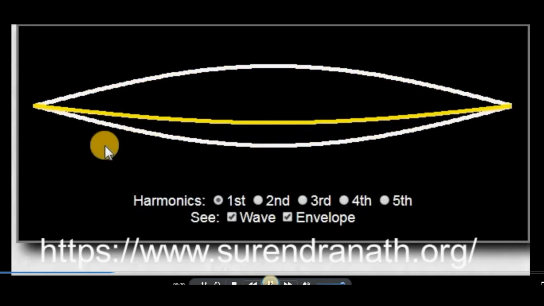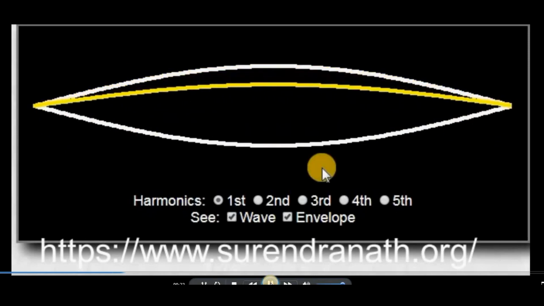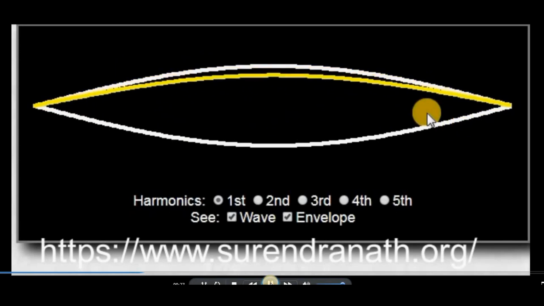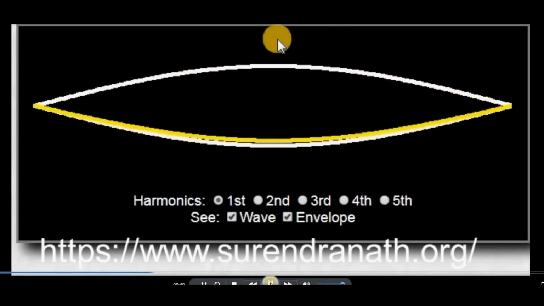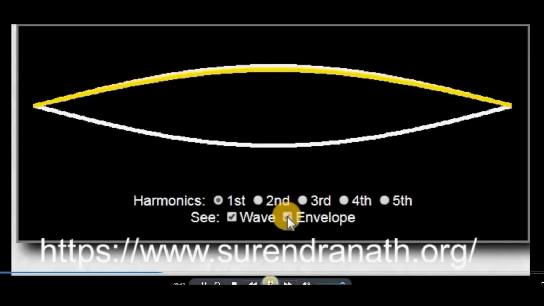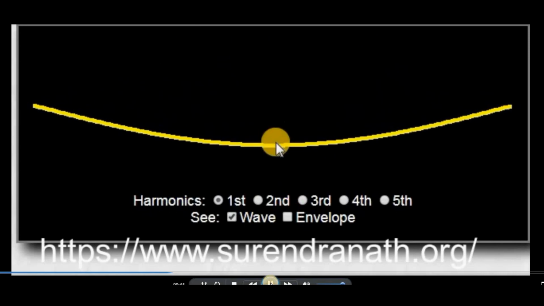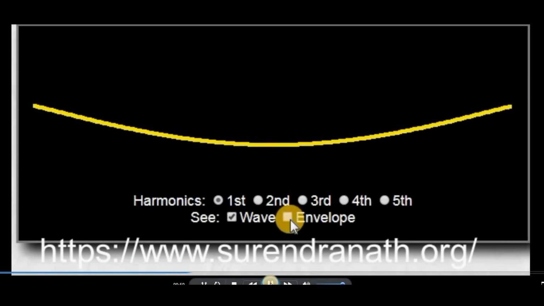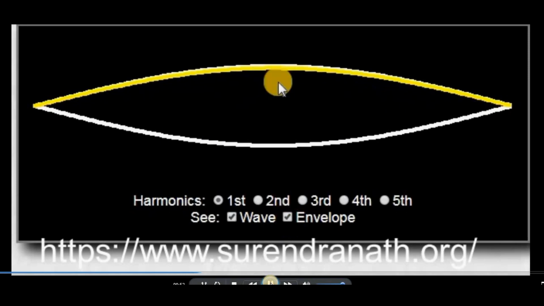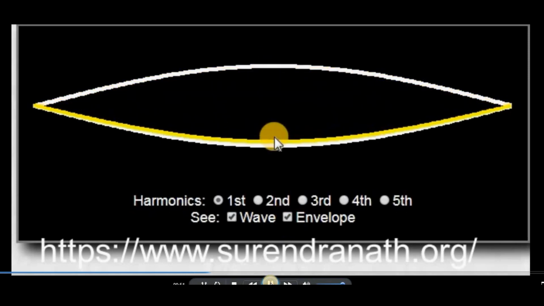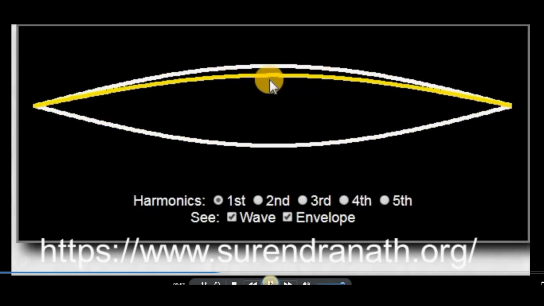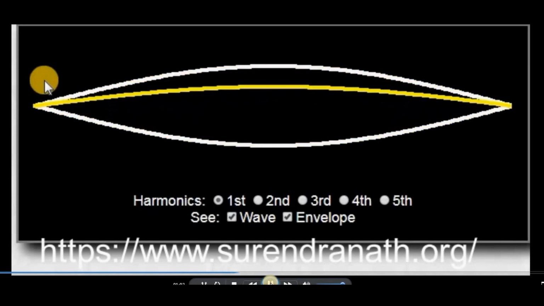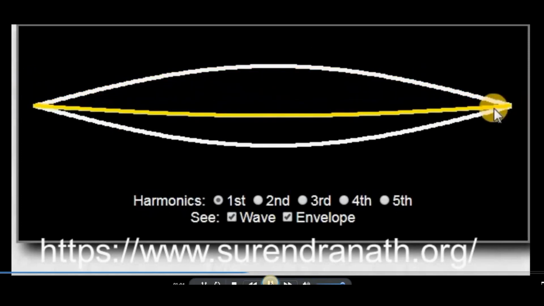You can see that the entire length of the string is divided into half of a wavelength. So this is the case of the first harmonic. This white one represents the envelope. If I remove this envelope, you can see the actual vibration of the string when n is equal to 1. The envelope represents the boundary, showing to what extent the string is undergoing displacement. This position is x equal to 0.